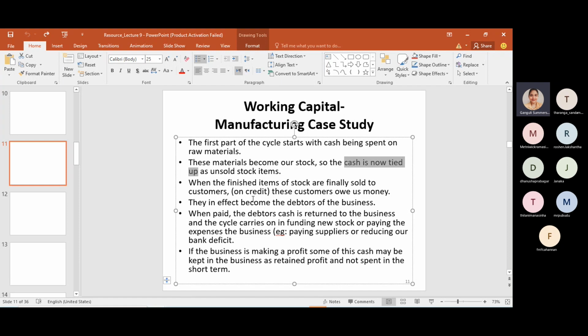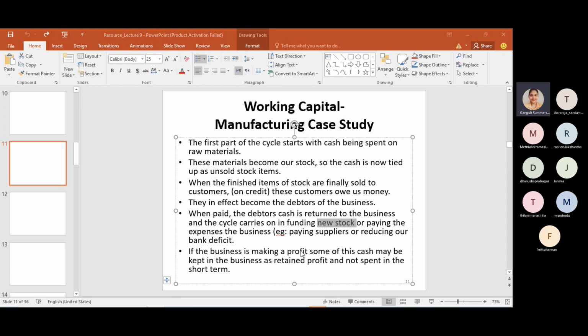And then this manufacturing company will manufacture their products. These products will be sold to customers, and the customers will pay money and buy these products. So the company will receive money from the customers. This money that the company receives from customers can be used to buy a new stock of raw materials. So whatever money the company is getting from the customers can be used to purchase the next stock of raw materials. This is how the working capital cycle works.